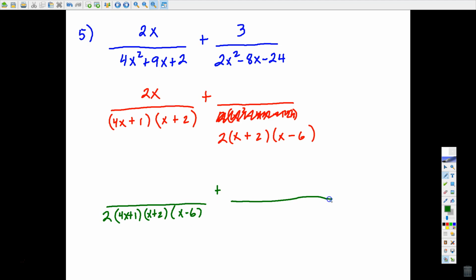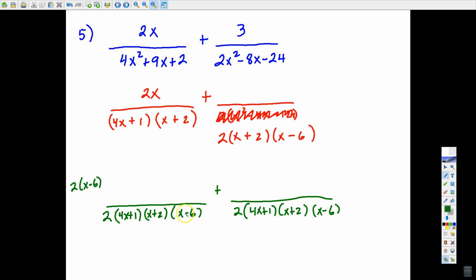I'll write it down twice because I'm going to be dividing into it from each of the original denominators. 4x plus 1, x plus 2, x minus 6. Okay, let's start the division process. If you divide red denominator into green LCD, the 4x plus 1 and the x plus 2 would cancel, leaving 2 times x minus 6.